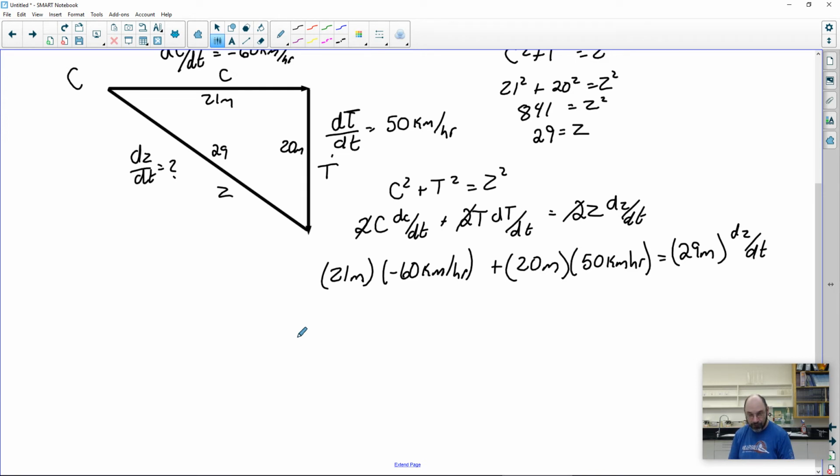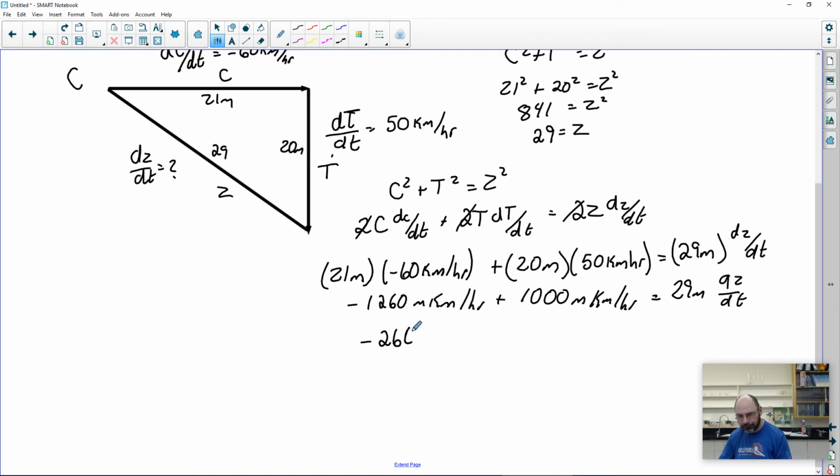We go 21 times negative 60, and we get negative 1,260 meter kilometers per hour, plus 1,000 meter kilometers per hour equals 29 meters dz/dt. So we're going to get a negative number, negative 260 meter kilometers per hour. And then over on this side, we're going to get 29 meters dz/dt. So now when we divide out 29 on both sides, the meters will cancel out to get our answer.